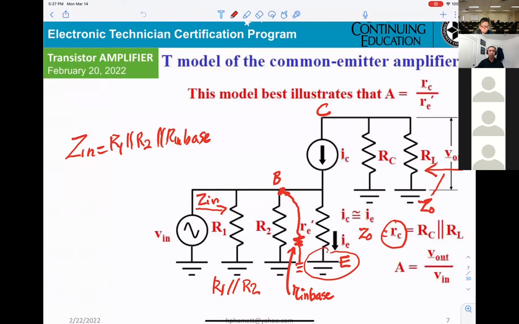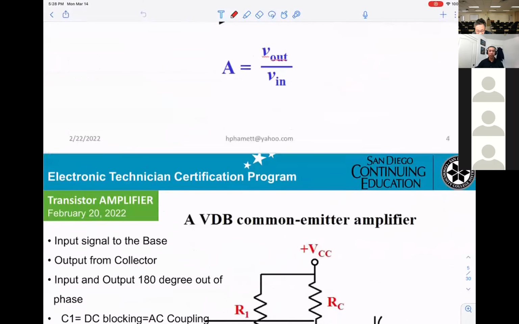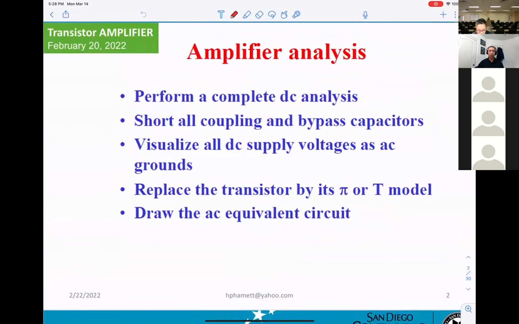Okay, last time we already talked about the AC circuitry for the bipolar transistor. Again, for more understanding, you have to remember, if you want to do amplifier analysis, the first thing you have to do is complete any DC calculation.